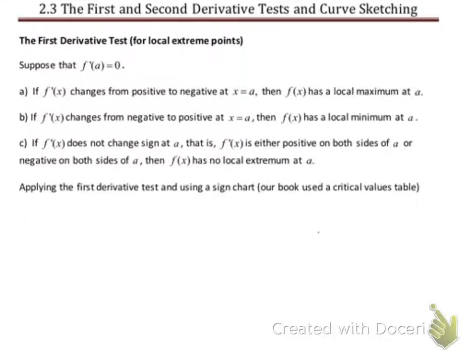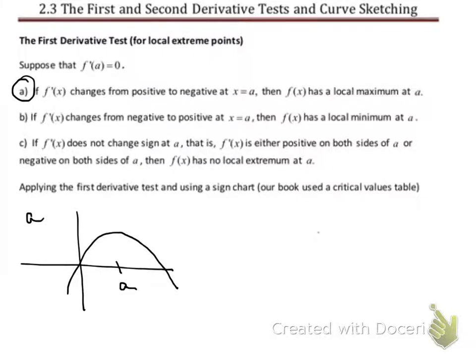On this page, they're talking about the first derivative test. Example A says if f prime of x changes from positive to negative at a certain x equals a, so from positive slopes to negative slope. If this is my A, then this is what I'm seeing. My slope is positive here and negative here. So I know that at A, my slope is 0.